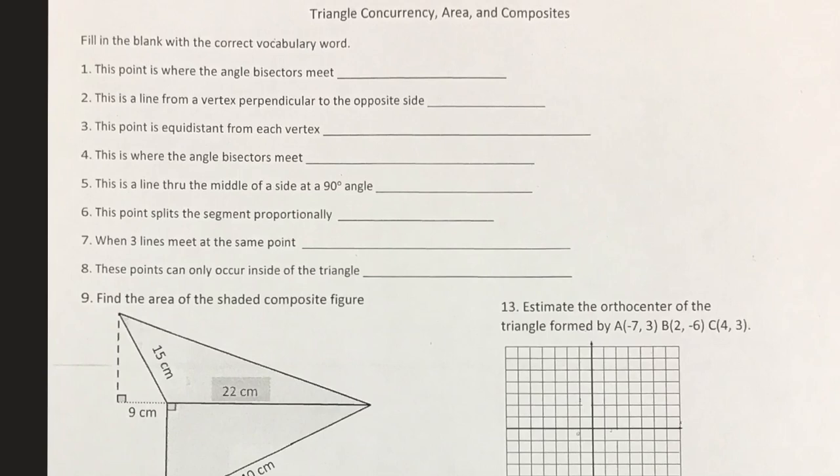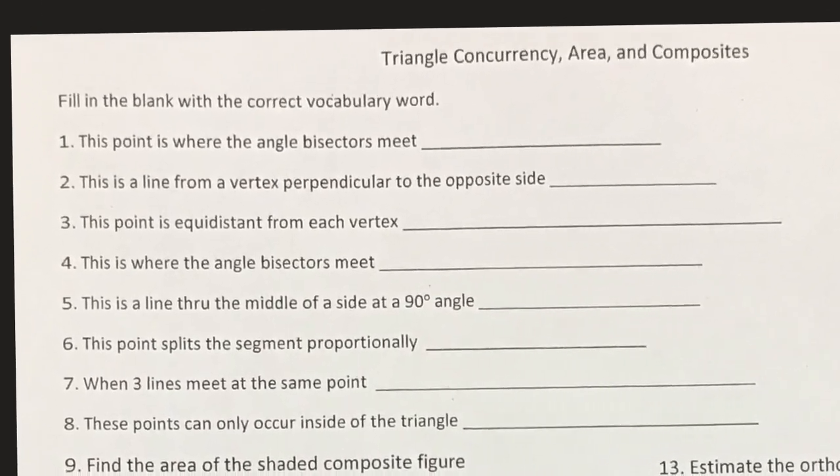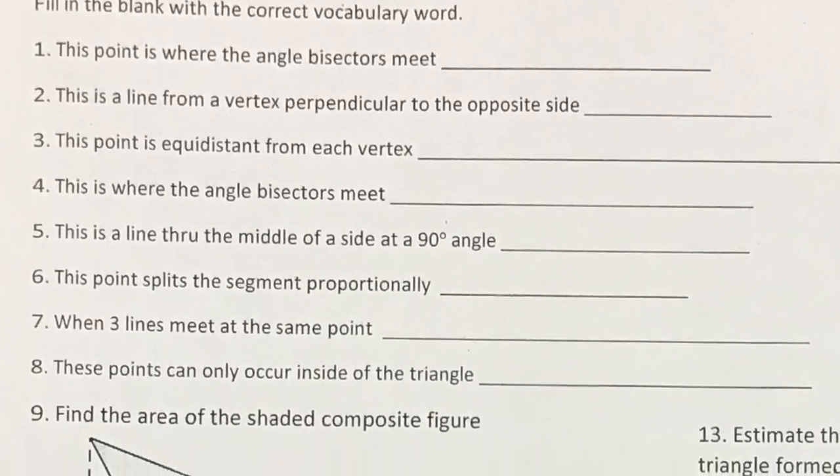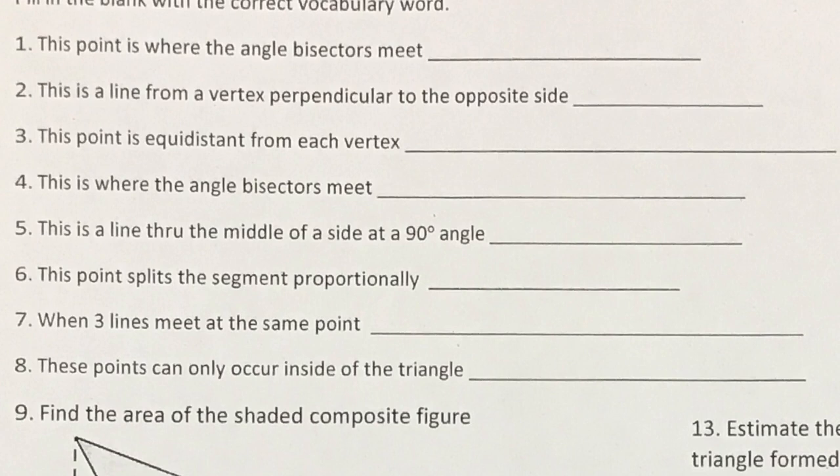So this is another review for our test about triangle concurrency, area, and composite area. Okay, so the first questions here are about vocabulary. These have attributes and definitions, and they ask what is the point of concurrency for each of these problems. If you want to write these down or if you have the piece of paper with you, then pause the video and figure them out, and then come back in 6 seconds to see the right answers.